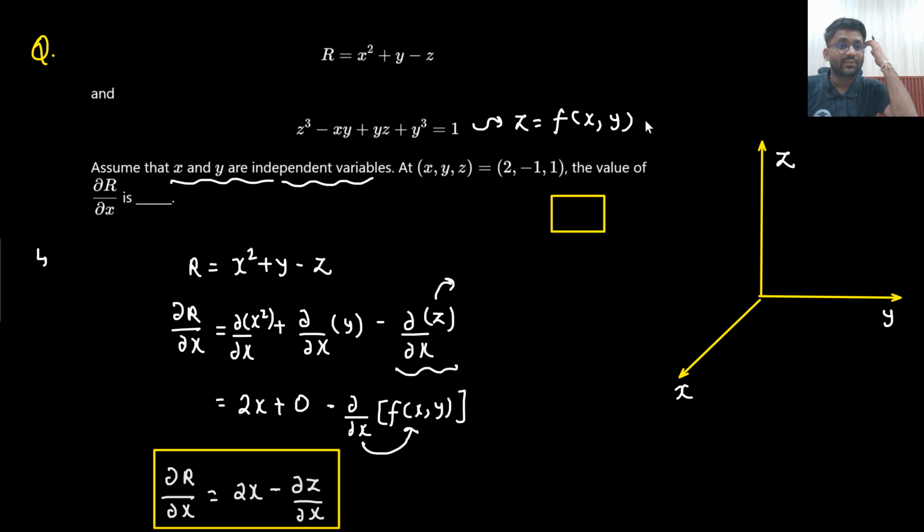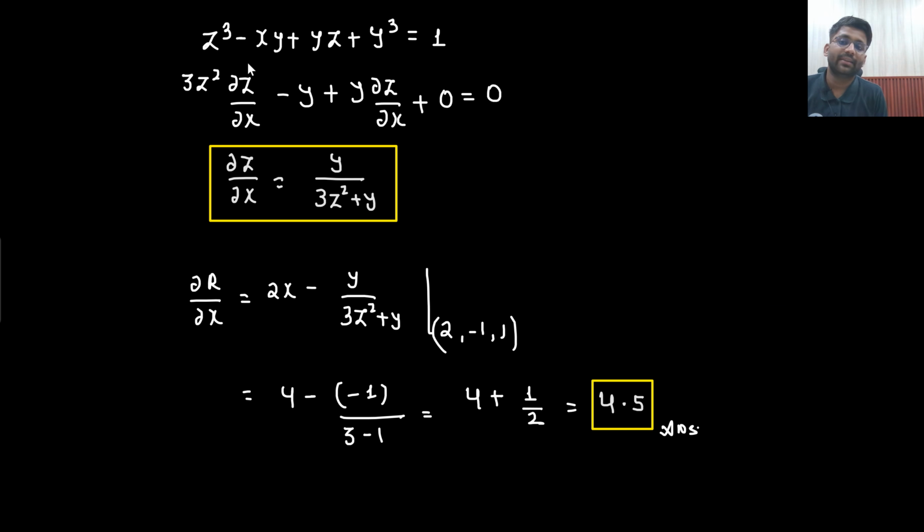So del z by del x would not be equal to 0, because in your mind you know that z is having some terms of x and y. So del z by del x would be something. Here you cannot put that, sir, differentiation of this will be 0. No, differentiation of this will not be 0. It will be 3z square, then differentiation of z, which is del z by del x, minus y is a constant, differentiation of x will be 1. Y is a constant, differentiation of z will be del z by del x. It is a constant. So the value you are getting, put the value.